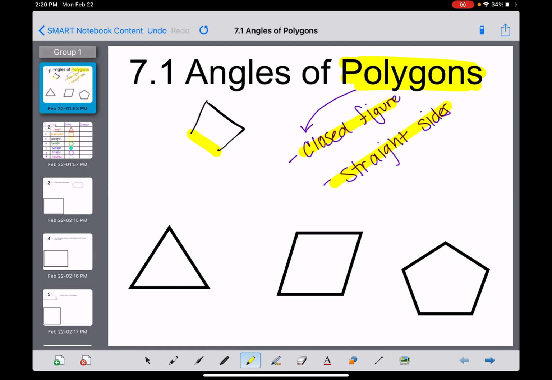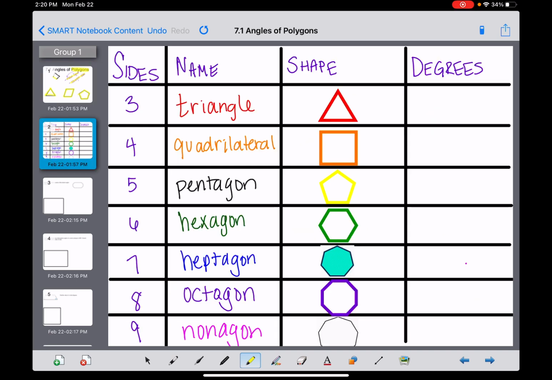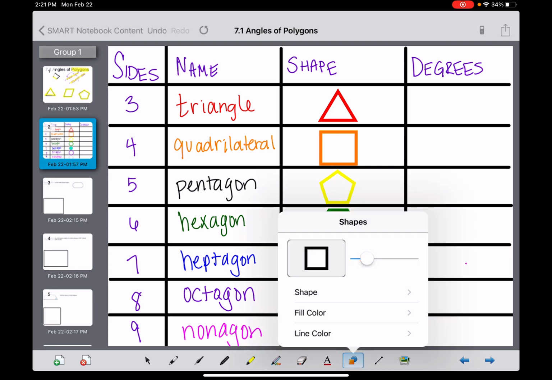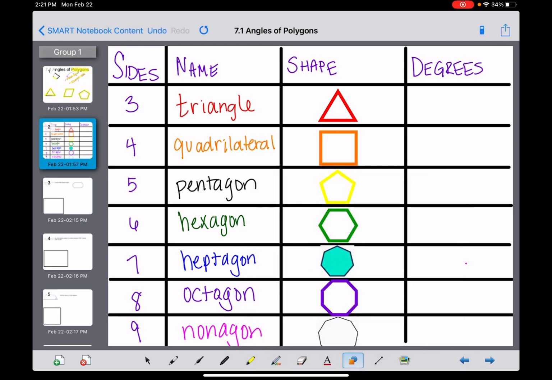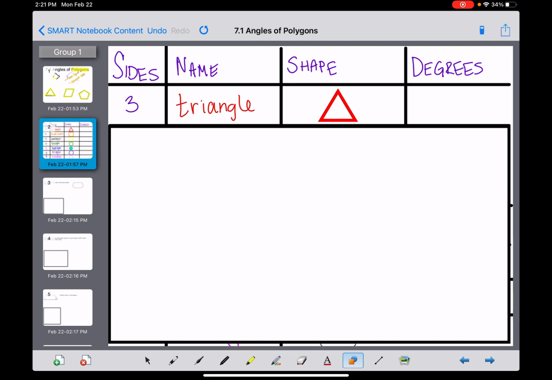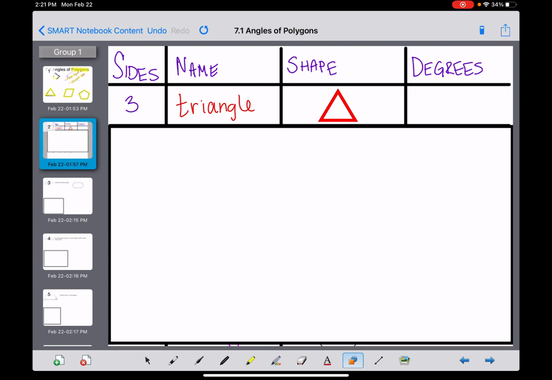It also consists of all straight lines. So you've seen polygons your whole entire life. We have triangles, we have four-sided figures, five-sided figures, all examples of polygons. So we're specifically looking at the angles of these polygons. So the first one we're going to look at is a triangle.